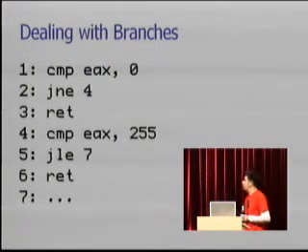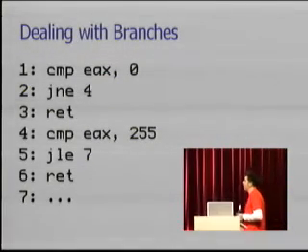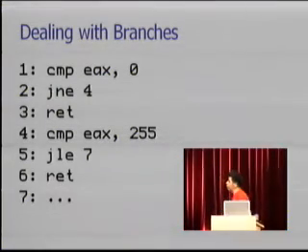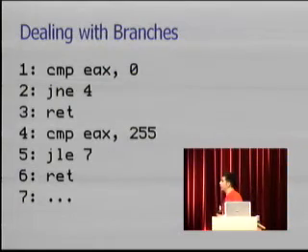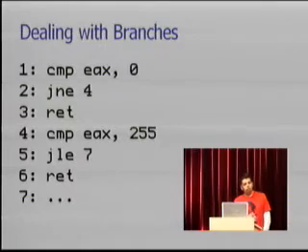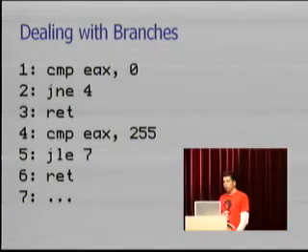So here's a little bit of pseudo assembly. In line 1, we compare EAX with 0. And if it's not 0, in line 2, it's going to jump to line 4. So coming into this, if we get to line 4, we already know that EAX is constrained. EAX cannot be 0. So we already know certain things about EAX.